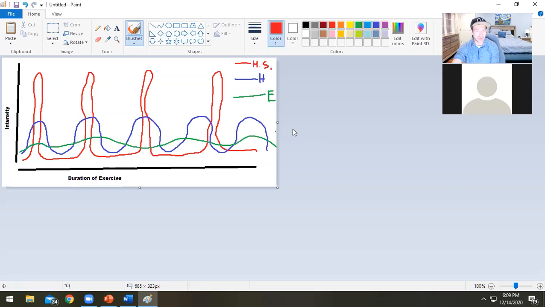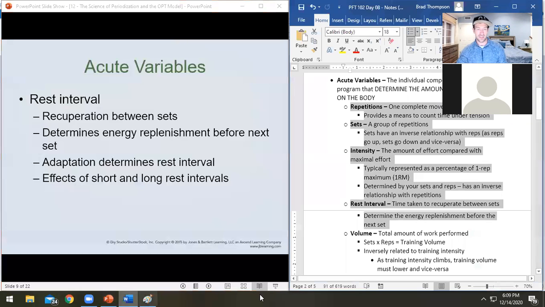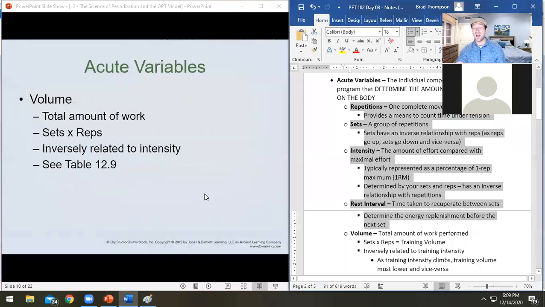And did I draw an HS? No, that's an M. It's just really bad handwriting. Sorry, I was like, did I have a stroke? And then the red is representing like max strength or power adaptations, right? So that's kind of what we're looking at there in chart form right now.